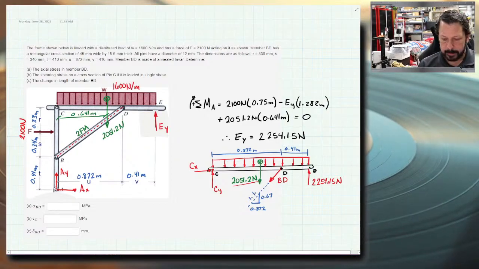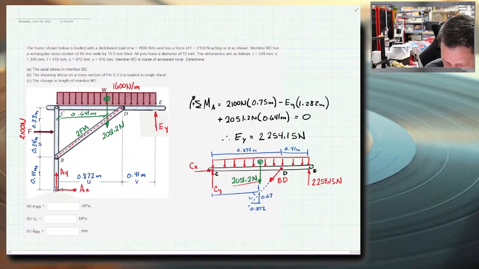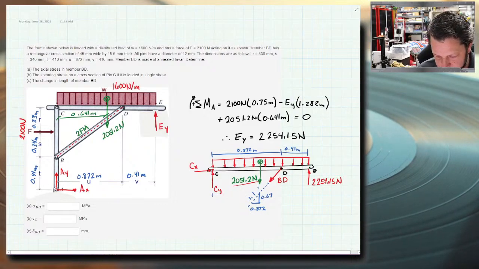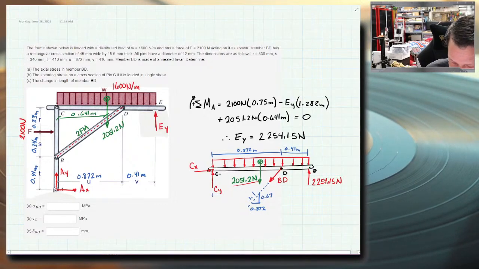Okay. And then I know the distance here. Wow, that's getting really cluttery. Let's find another place to put that. I'll put that in green, kind of in here. And it's the 641. Okay.